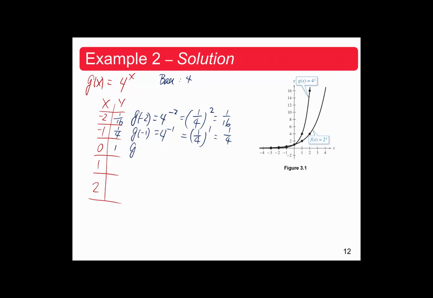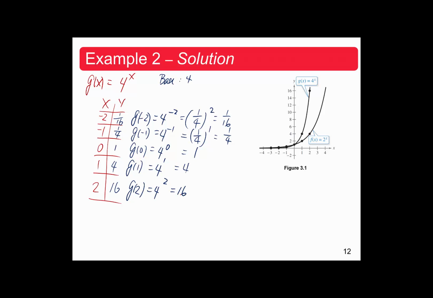g of 0 is 4 to the 0. Any number raised to 0 becomes 1. Great. And the next y value should be 4 because g of 1 equals 4 to the 1st. That's 4. And the next number will be 4 times as much, 16. g of 2 equals 4 to the second power, 16.